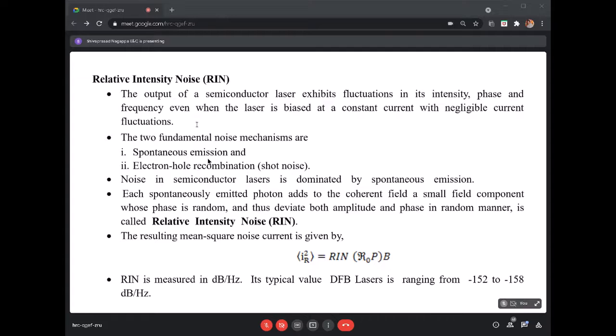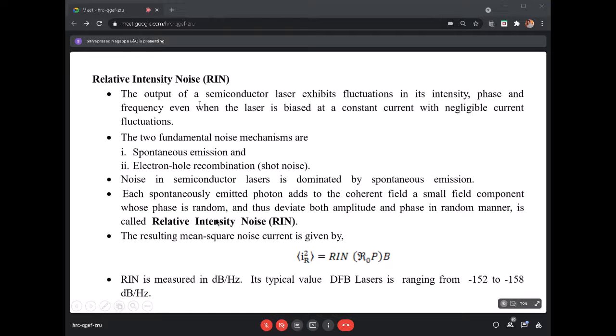Okay, that is one thing, and the other one is electron-hole recombination. That is shot noise. So those are the two different things. As you all know, the laser diode works through the continuous emission of photons, right? So whatever noise comes out results from the random intensity fluctuation.